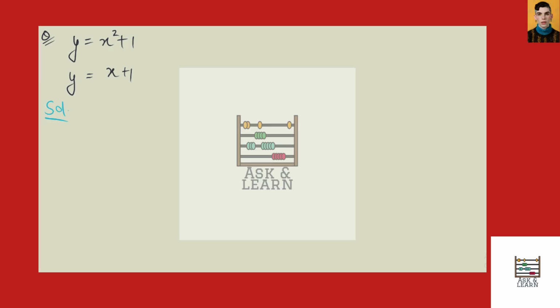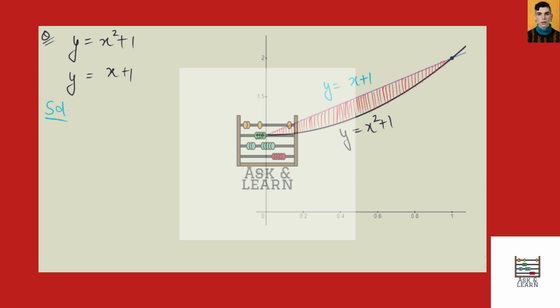So first of all, we will plot the graph of these two equations. So we plotted the graphs of these two equations. This purple straight line is the graph for y equals x plus 1, and this black curve is for y equals x square plus 1. And we also shaded the region which is enclosed between these two curves.